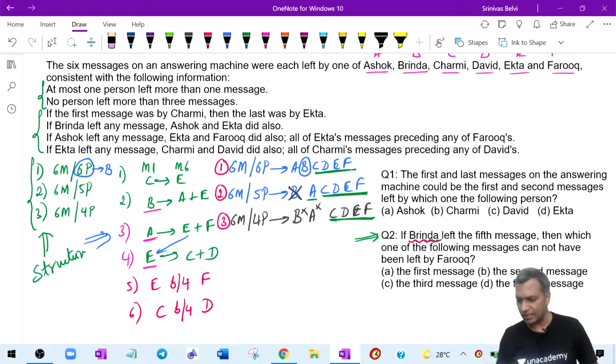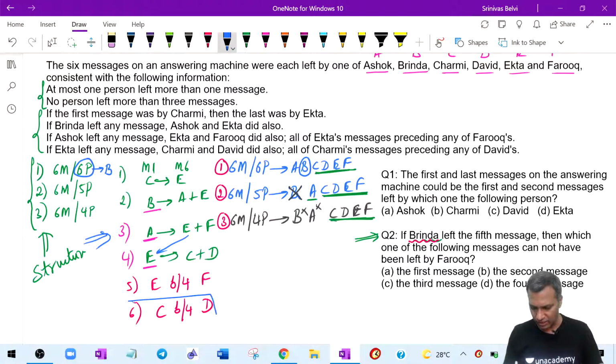Let's keep these minor points in mind. And Charmi has two conditions. Listen to me. This is one condition with Charmi, and there is another condition with Charmi.